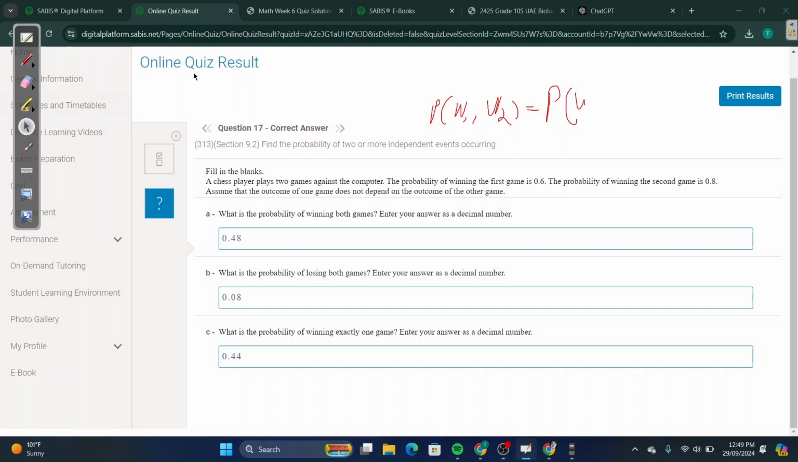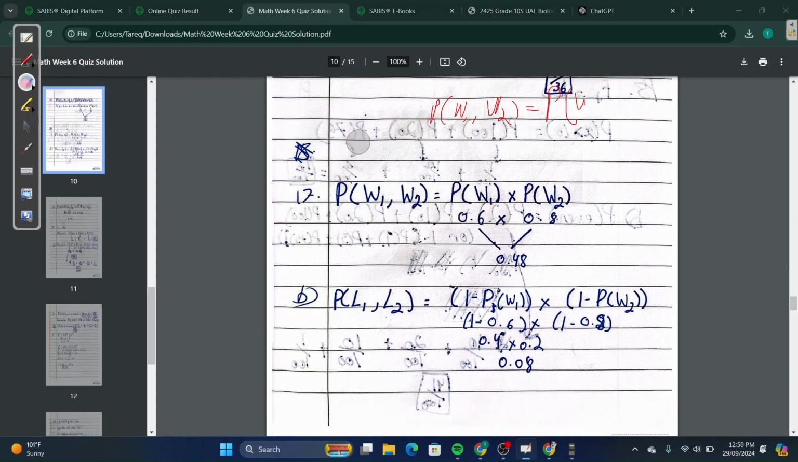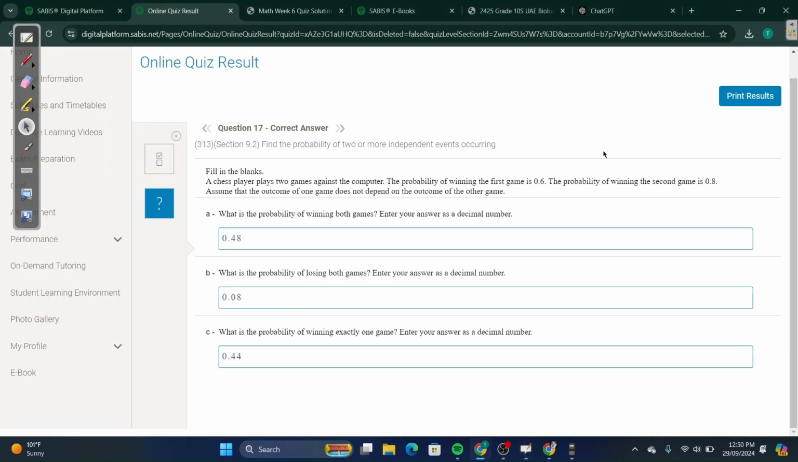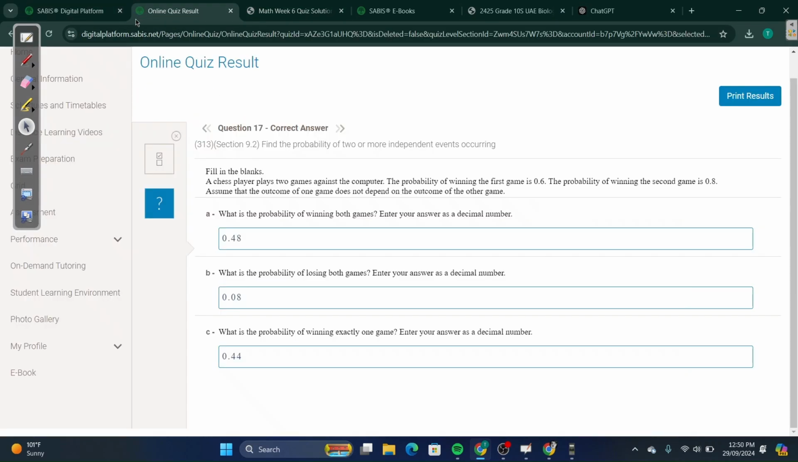Let me just do this on the copybook because it's much faster. Here, so let me just erase this. It's going to be the probability of the first win multiplied by the probability of the second win. So the probability of the first win is given as 0.6, and the second win is 0.8. So 0.6 times 0.8 is 0.48.